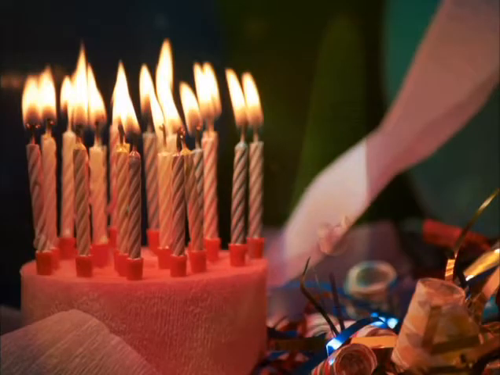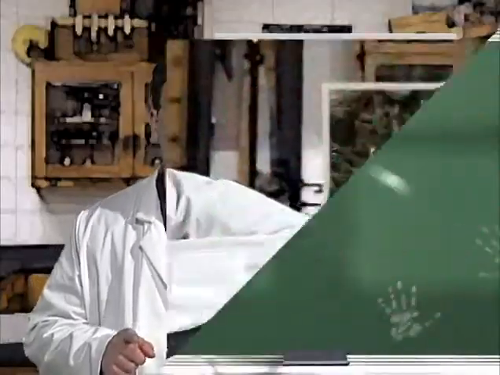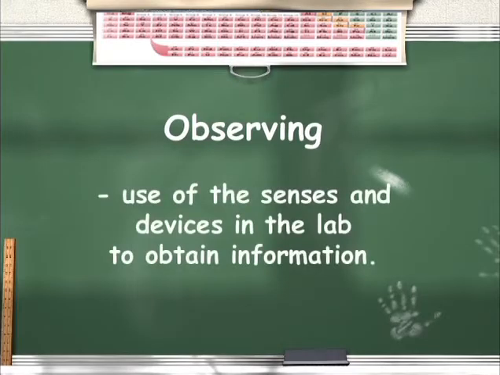What do you really know about a simple flame? Is one part hotter than another? What affects the color of the flame? And where does the stuff that burns go? What do you really know about things that burn? When chemists want to know more about matter, they follow the scientific method to find out. The first step is observing. Observing involves the use of the senses and devices in the lab to obtain information.